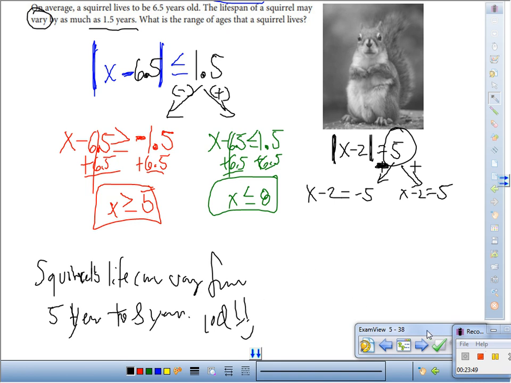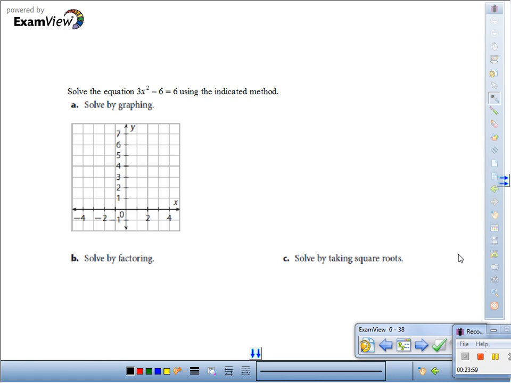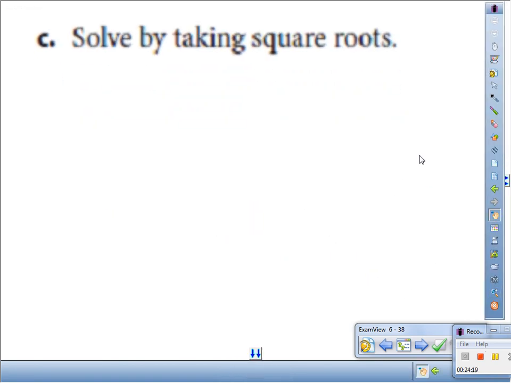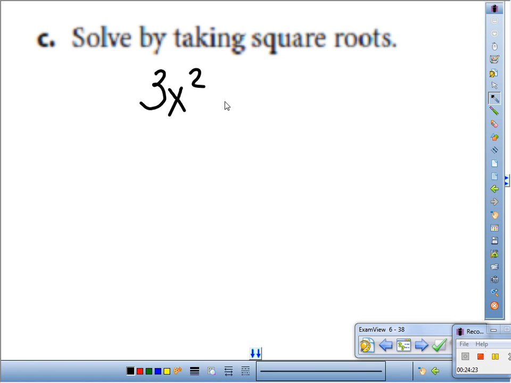Let's go to number 6. Oh, yeah, I like these. On this one it says, solve the equation 3x squared minus 6 equals 6 using the indicated method: by graphing, by factoring, and by taking the square root. And like I told you guys, which one did we say was probably the easiest one? They're all easy, but let's start with square root. So let me write in here, 3x squared minus 6 equals 6.